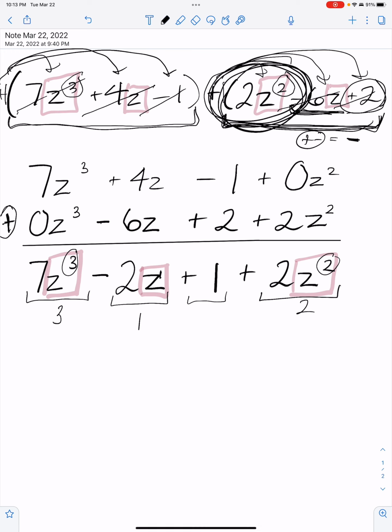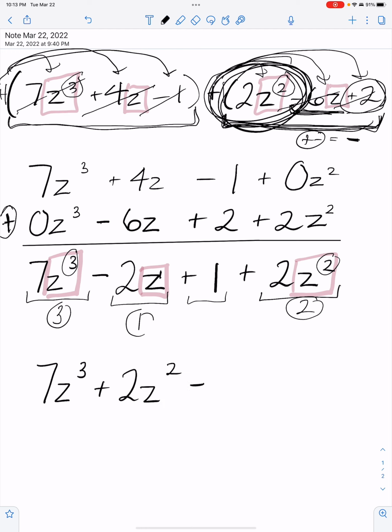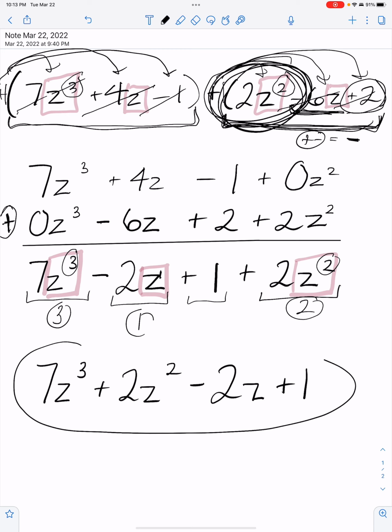So we have to put these in order of descending from greatest to smallest of degrees. So I'm going to start with my 7z cubed because that's my largest degree at 3. Then I'm going to move over to this term because 2 is my second largest, so 2z squared. Then we go to this one, minus 2z plus 1. And that is my final answer. It's in the correct order, and it's as simplified as possible.